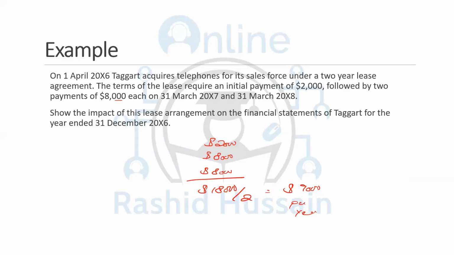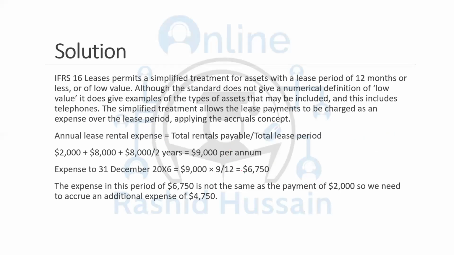Show the impact of this lease arrangement on the financial statements of Taggart for the year ended 31st December 2006. So they entered into the lease on 1st April, and they're asking for the extracts as of 31st December. That simply means you're going to take 9 months. So take 9,000, divide by 12, multiply by 9, and you get 6,750. This is the expense for the year ended 31st December 2006.